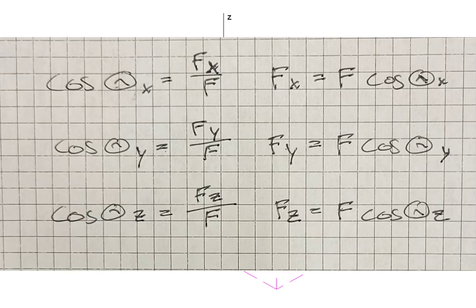And cosine theta z is equal to the force component z divided by f. And solving for f sub z is equal to force times cosine of theta z. And therefore, there we have all the equations necessary to derive that.